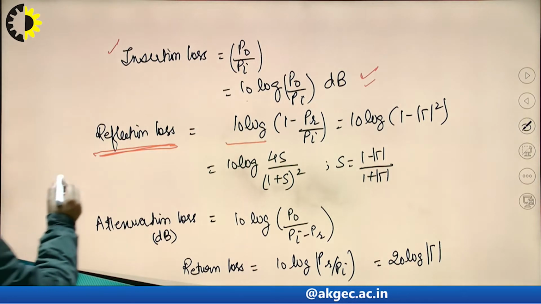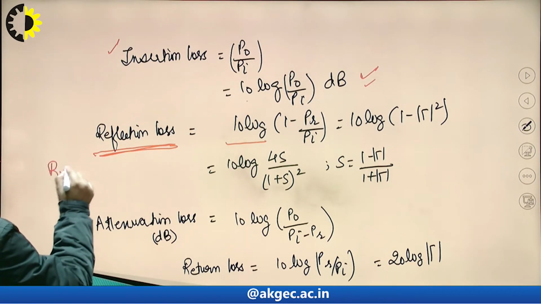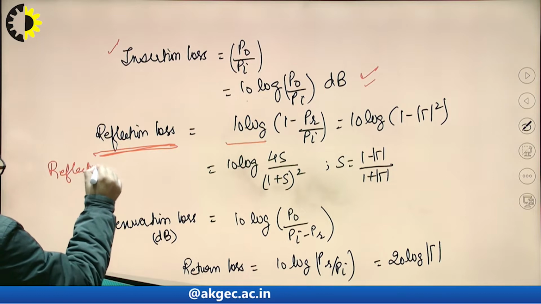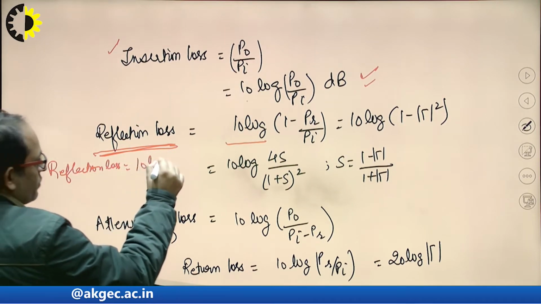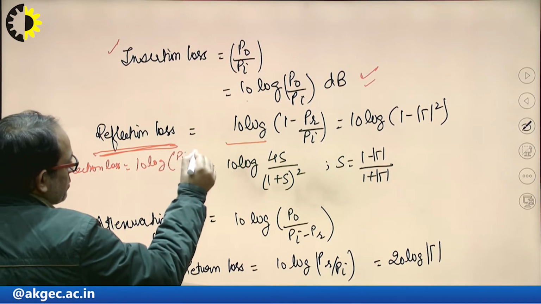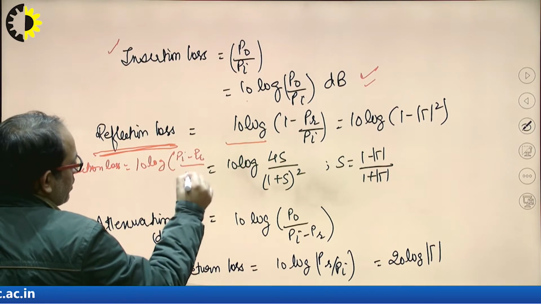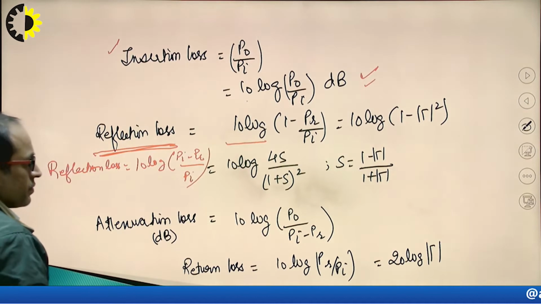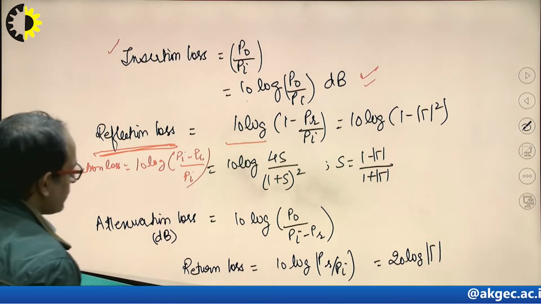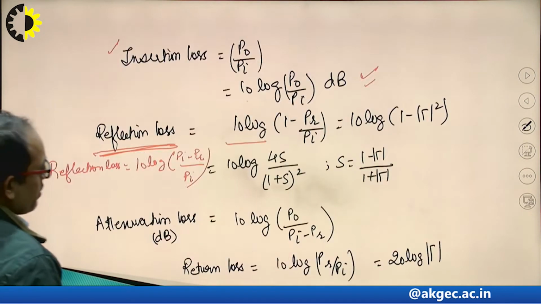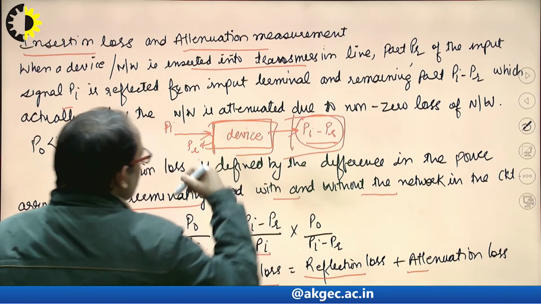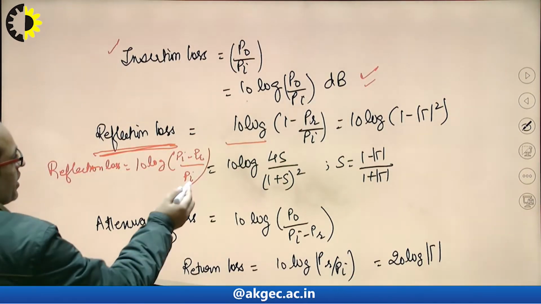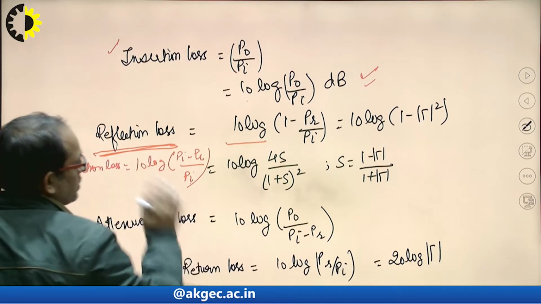Or you can say reflection loss equals 10 log of Pi minus PR upon Pi. Clear? Means you will see how much power is transferred at the output divided by Pi. That defines the reflection loss.